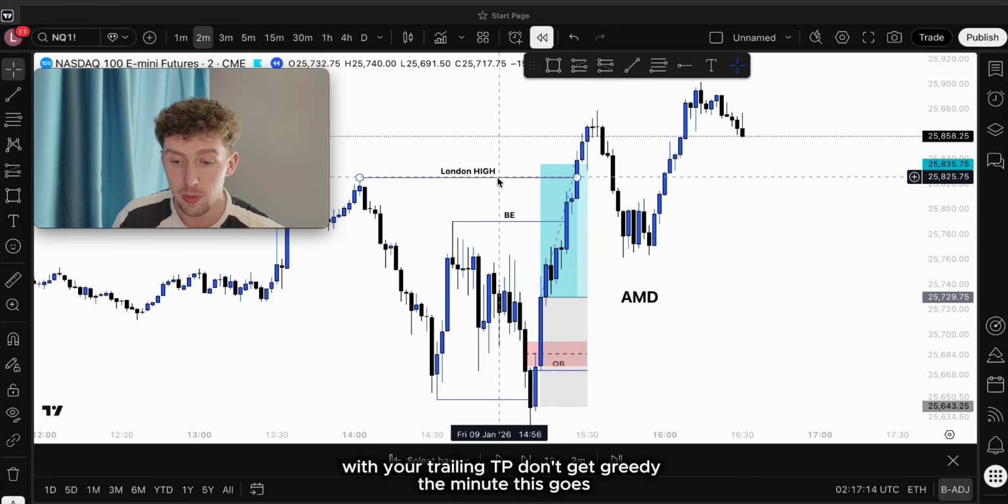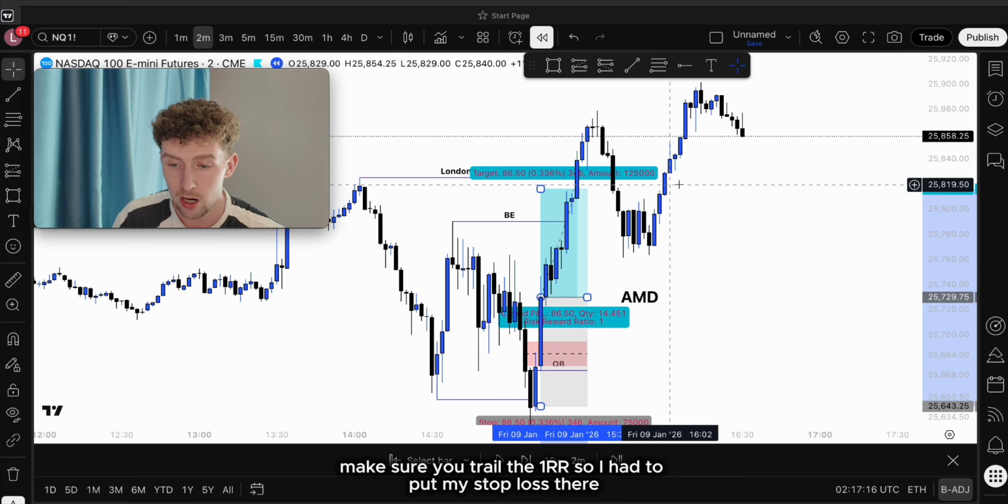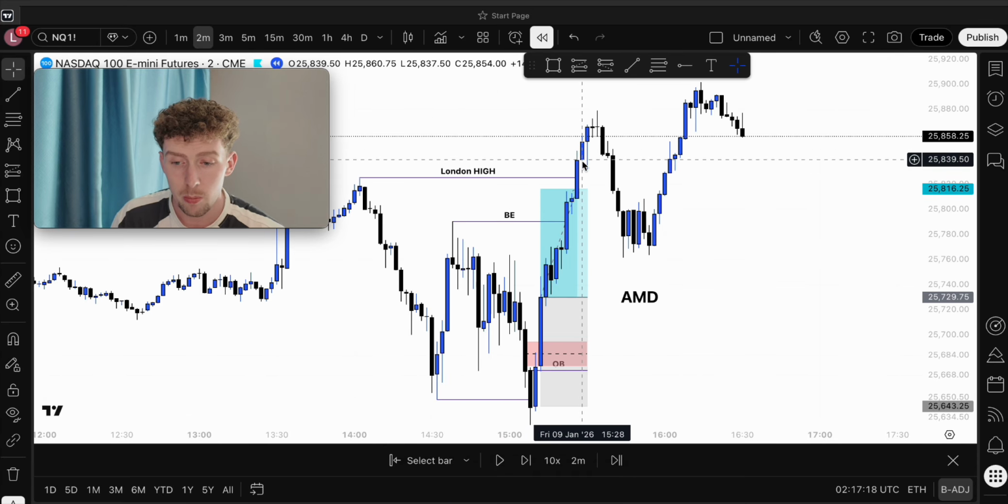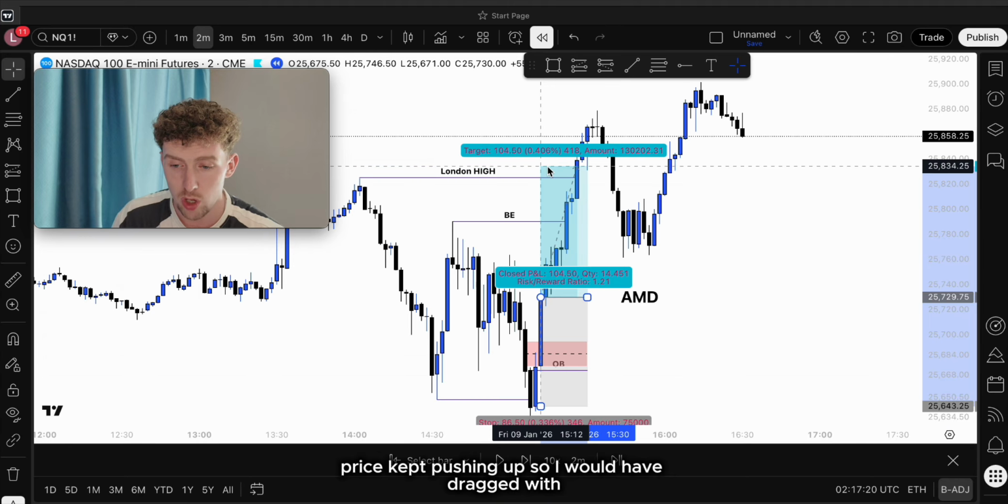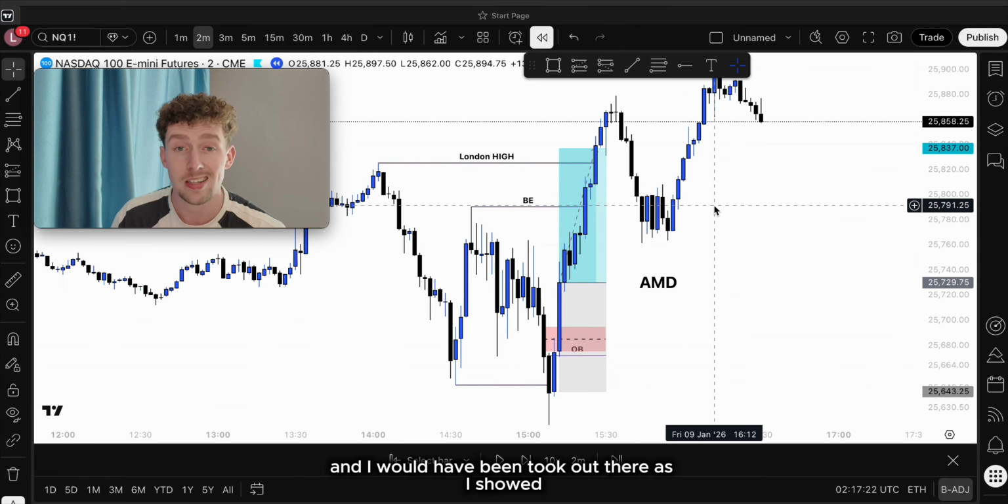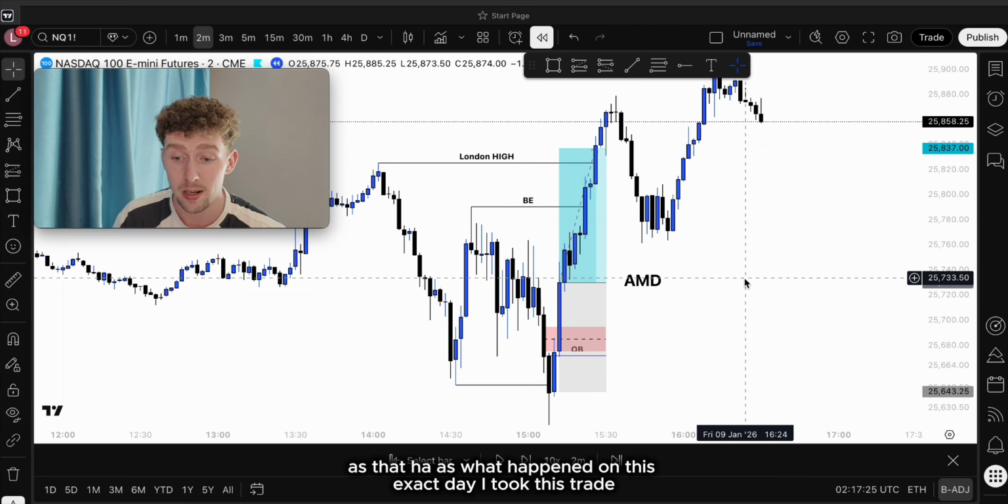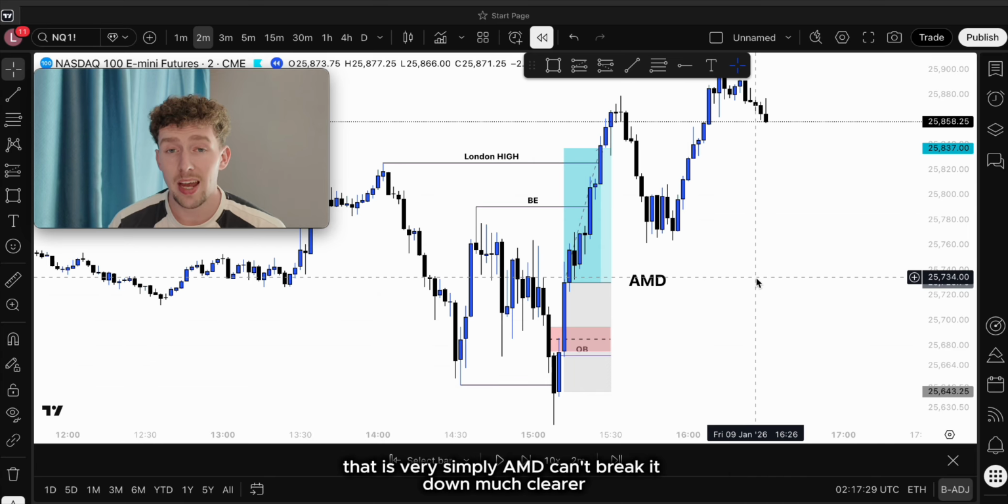Don't get greedy. The minute this goes, make sure you trail the 1 hour. So I would have put my stop loss there. Price kept pushing up, so I would have dragged with it and I would have been taken out there, as I showed, as what happened on this exact day I took this trade. That is very simply AMD. Can't break it down much clearer.